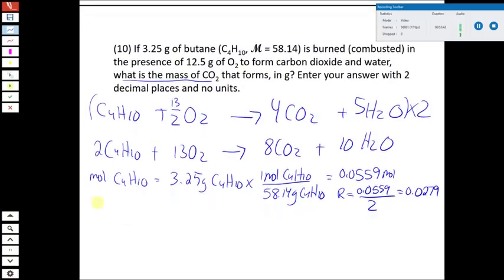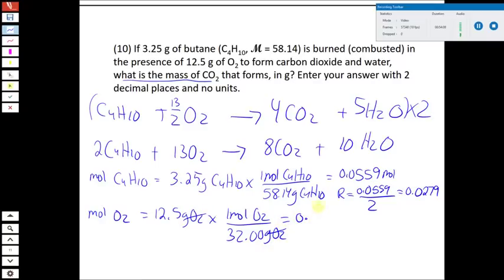not. We do the same thing for our other reactant O2. We find moles first, so we have 12.5 grams of oxygen. We convert to moles using the molar mass. I didn't give that to you, but oxygen has an atomic mass of 16, so the molar mass of dioxygen O2 is 32. So grams into moles gives us 0.391.